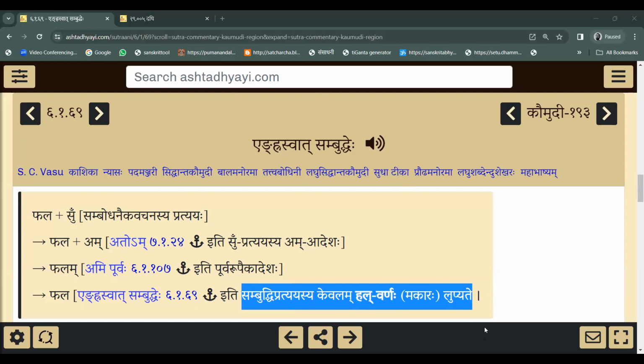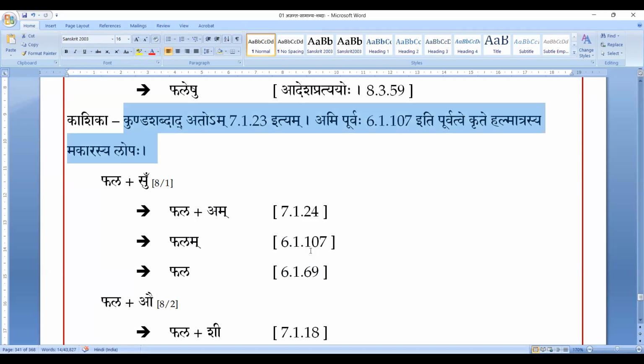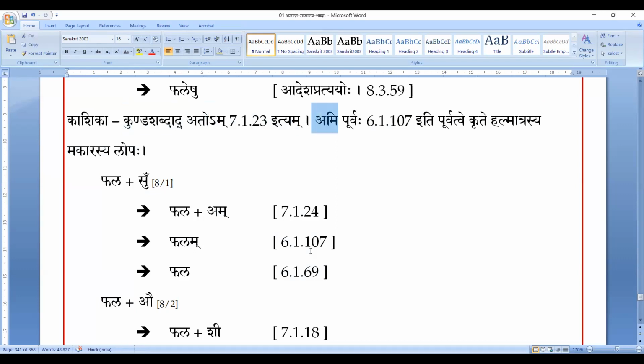Okay. You can note this. So Vipatishede Param Karyam. So here there is no violation. So we are applying in sequence. Therefore, this is correct. And we have Pramanam. Kashika says Kunda Shabda. Kunda is Akaranta Shabda. He himself says Kunda Shabdat Atoham iti, then Ami Purvaha iti Purvate Krute, then Al Matrasya Makarasya Lopaha. Makara is a part of the Sambuddhi Pratyaya. So that becomes Lopaha.